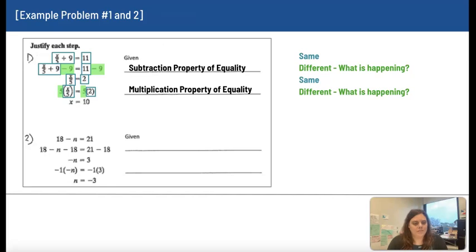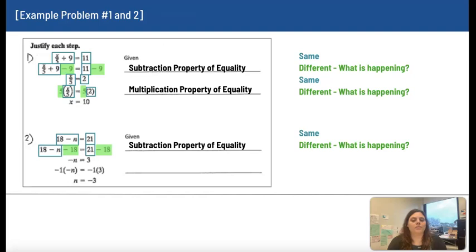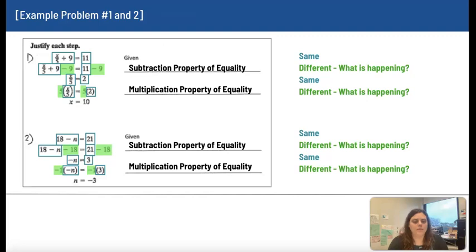Second example. Again, looking from the first to the second line, what stays the same? 18 minus n and 21. What is different? Minus 18. What are we doing? Subtracting. So this is the subtraction property of equality. Look at the next two lines. What stays the same? Negative n and 3. What's different? There's a negative 1, and we're multiplying because we have those parentheses, so we're multiplying that together. So this is the multiplication property of equality.